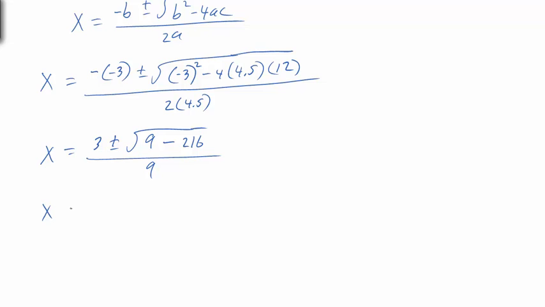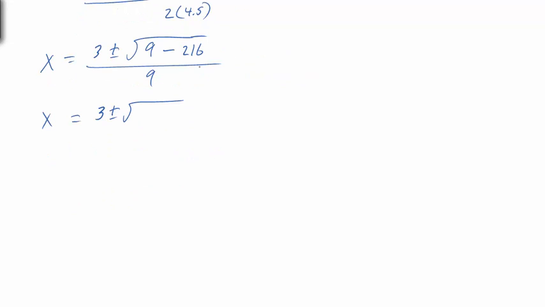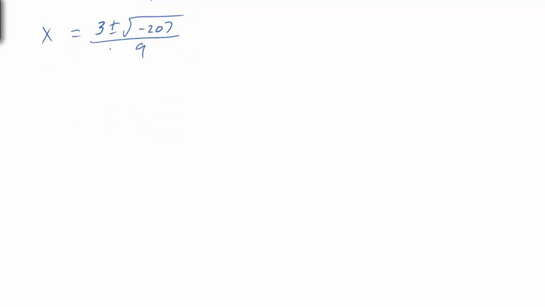So then we're left with x equals 3 plus or minus the square root of 9 minus 216. That's going to be a negative 207, divided by 9. All right, now we want to simplify this as much as we can. And again, I'm not terribly hung up on simplifying the square root, but if we do that here, we could think of the negative as a -1. Can we simplify 207? Is there a perfect square in 207?